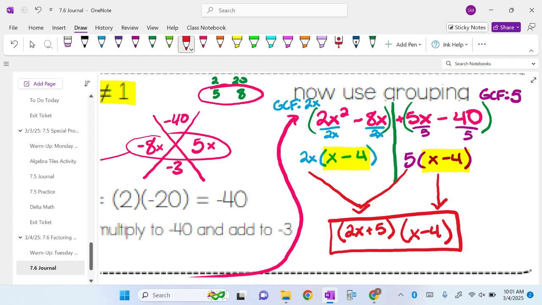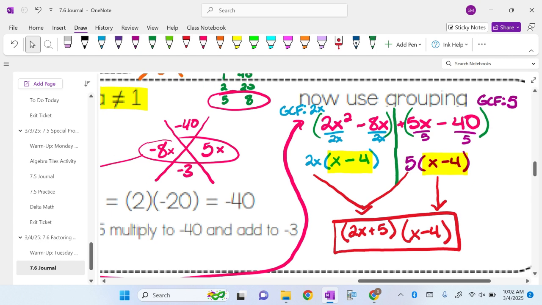So it doesn't matter which method you do for when A is not equal to 1. It's whichever one you're most comfortable with. If you like grouping better, do that. If you like reverse box better, do that. I don't care. It's whatever you're most comfortable with.